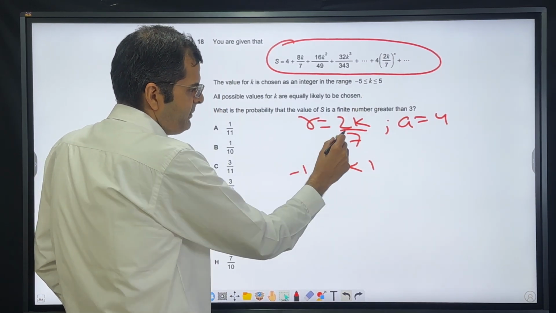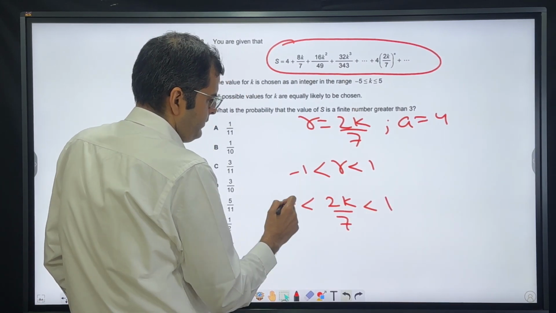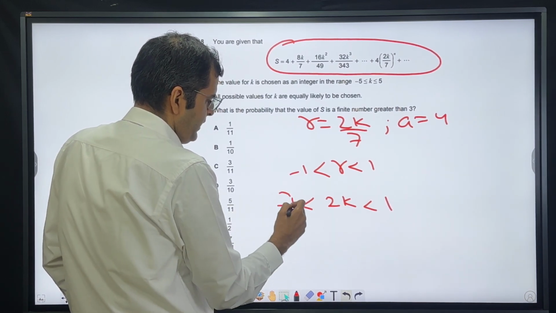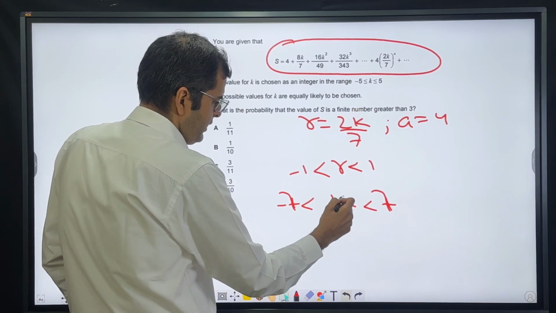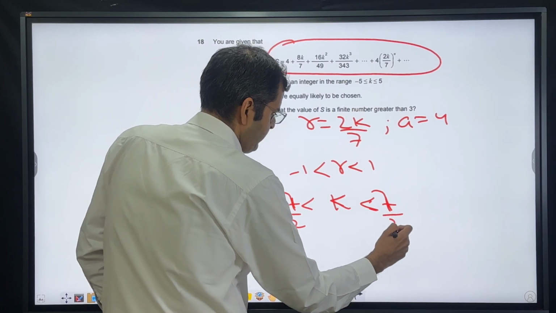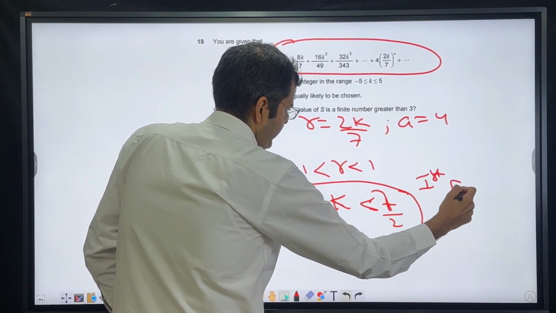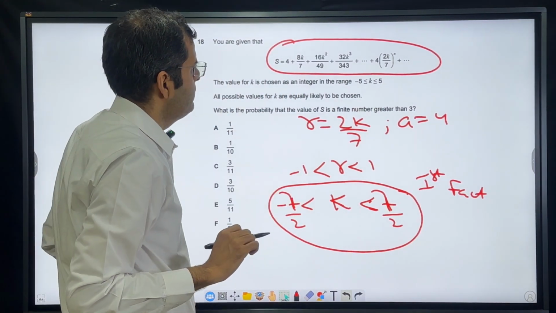So if R lies between minus 1 and 1, 2k by 7 lies between minus 1 and 1, because that is R. That means 2k lies between minus 7 and 7, or k lies between minus 7 by 2 and 7 by 2. This is one established fact, the first fact, that k lies between minus 7 by 2 and 7 by 2.